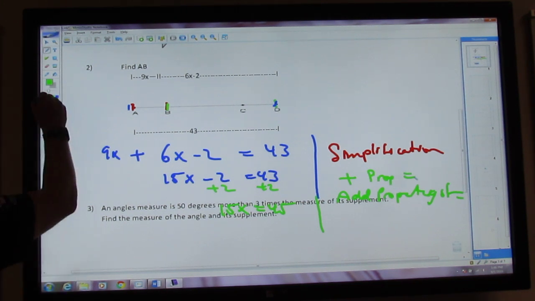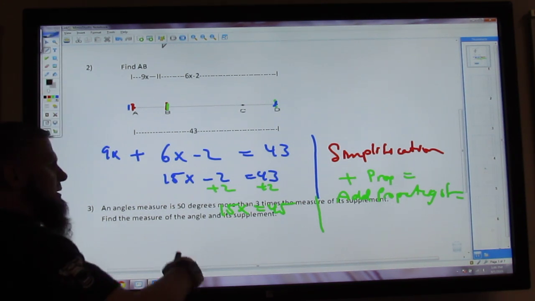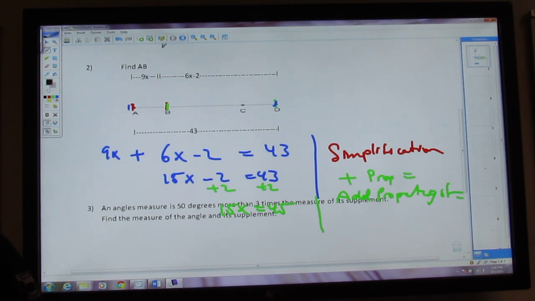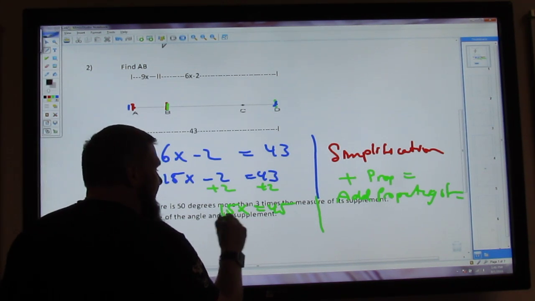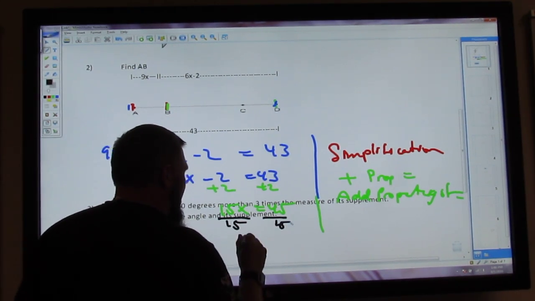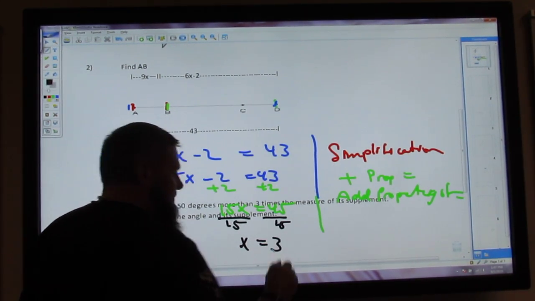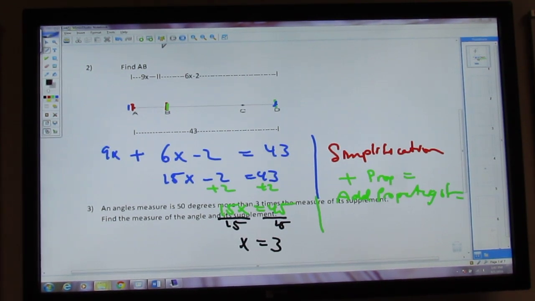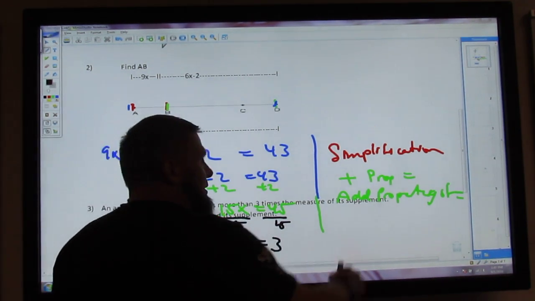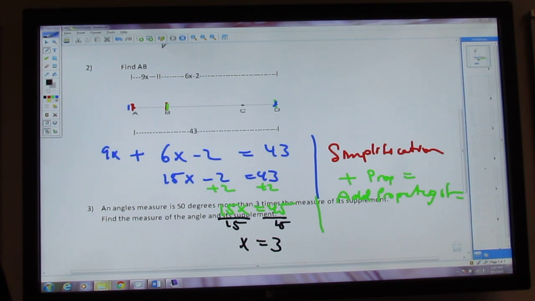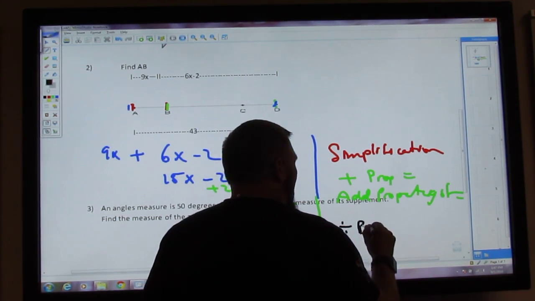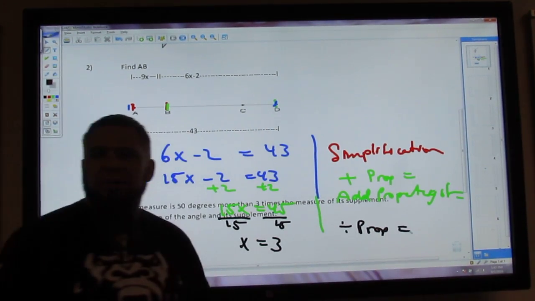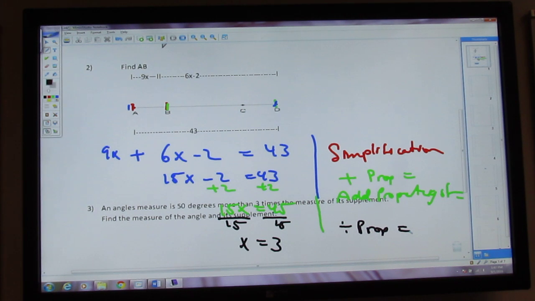Alright, so then we have to divide. Always do the opposite, SADMAP. First subtraction and addition, do the opposite. Addition and then multiplication, division, the opposite. So in this case, I'm going to divide by 15, divide by 15, I get x is equal to 3. And what is that called? What did we do to both sides? Division property of equality. Very good.